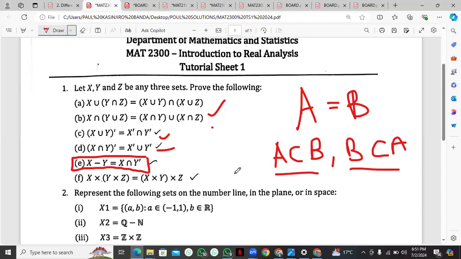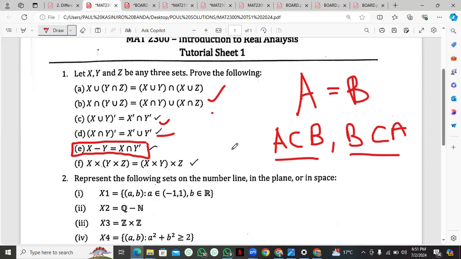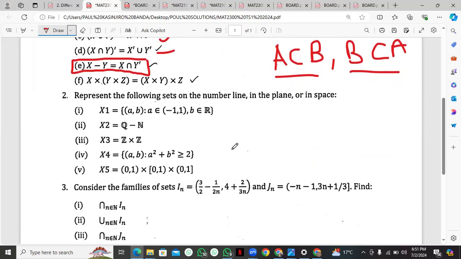So basically what you do here on question 1 is just the same principle. You have to know the basics of the set operations. When they say union, what do they mean? When they say complement, you have to know the complement rule. You have to know the set difference, and you also have to know the Cartesian product. Then you can prove all of them. So I think I can go to number 2 and try to solve some questions from there.